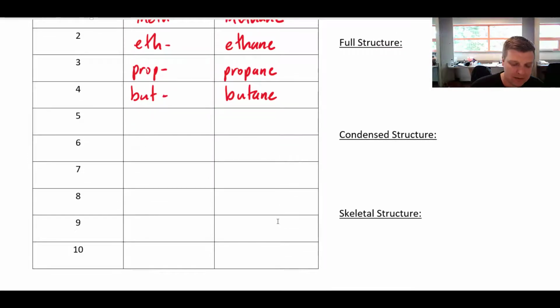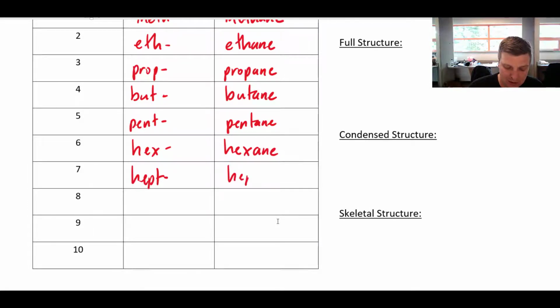For example, number 5 is pent, which we saw when we did our covalent compounds. So that's going to make pentane. And then after 5 is 6, and 6 is hex. So that's going to make hexane. And then we get to hept, which makes, of course, heptane. And 8 is oct, which makes octane.